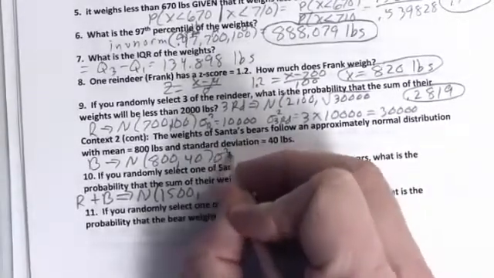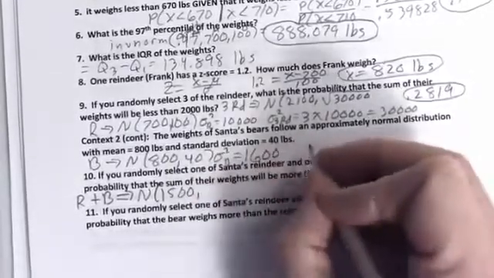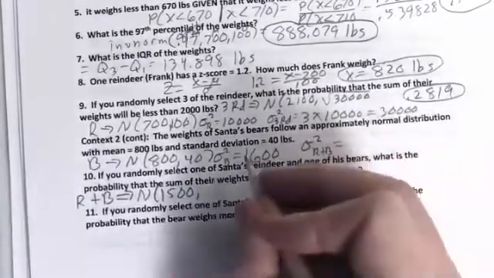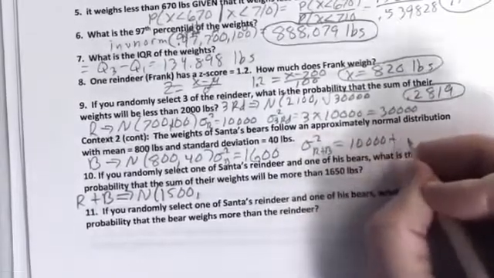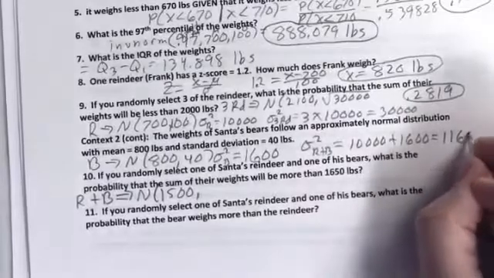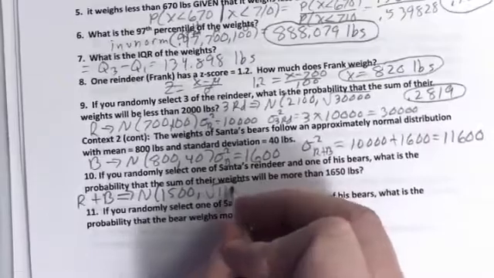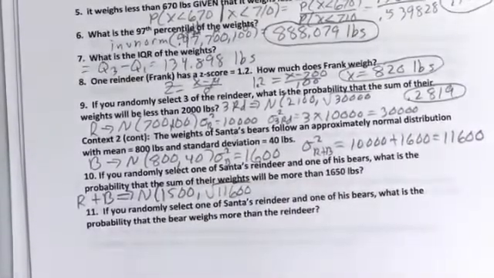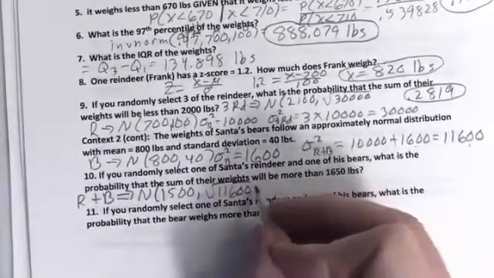So the variance of the bears is 40 squared, which is 1,600. So the variance of the reindeer plus the bears is going to be 10,000 plus 1,600. And so that's 11,600. And so the standard deviation would be the square root of 11,600. Whenever you add together random variables, you don't add their standard deviations. If they're independent, you square them, you add them, and take the square root, just like the Pythagorean theorem.